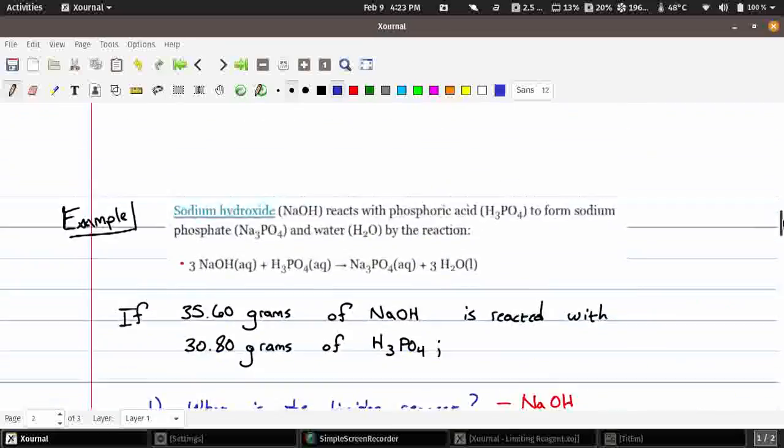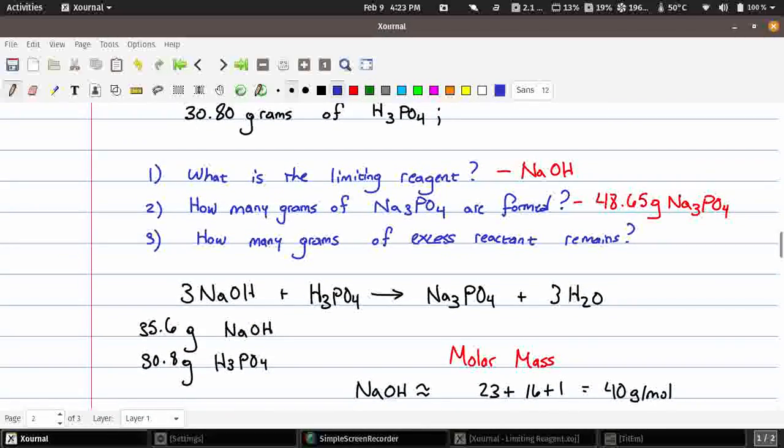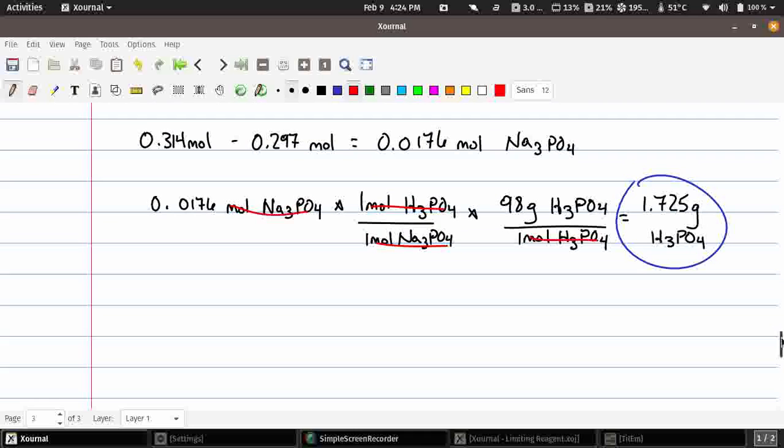So let's write that in. Alright, there we go. So it's 1.725 grams H3PO4. And that would be the final answer. If you have any questions about this, just refer to your notes, or you can ask me on Monday or Tuesday. And then that's it.